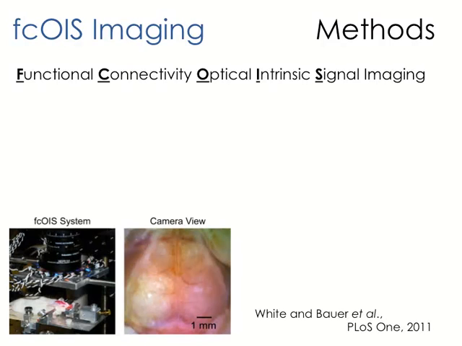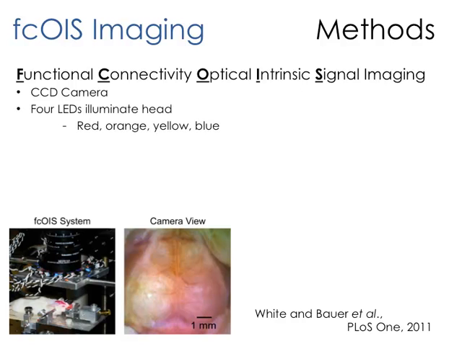Compared to some of the systems that you guys might use, it's relatively simple. It's a camera that's out of this field of view, a lens, and then an LED ring. And we just shine multiple colors on the exposed mouse brain, or rather, the exposed skull. So the skull's left intact. And so we illuminate with red, orange, yellow, and blue.